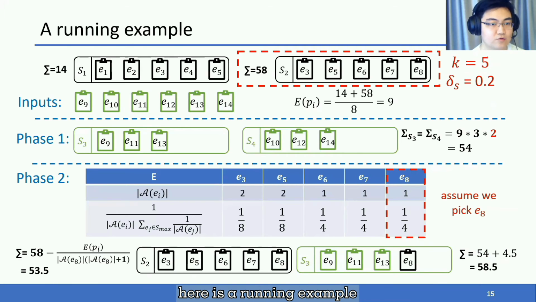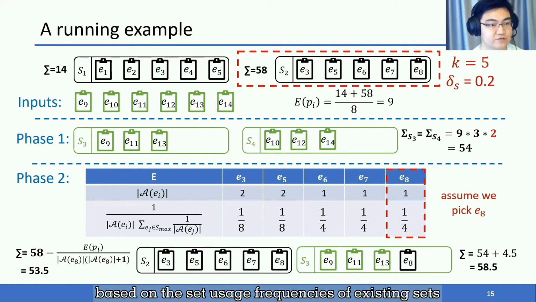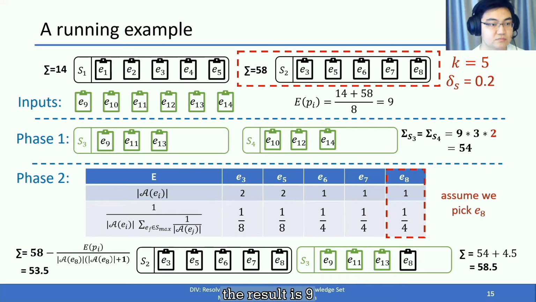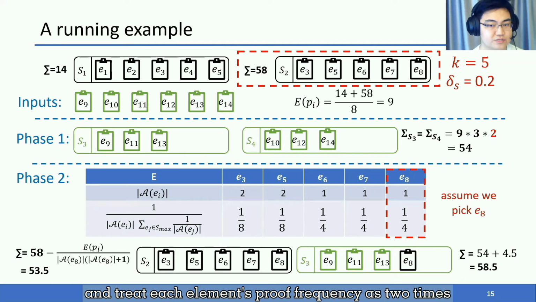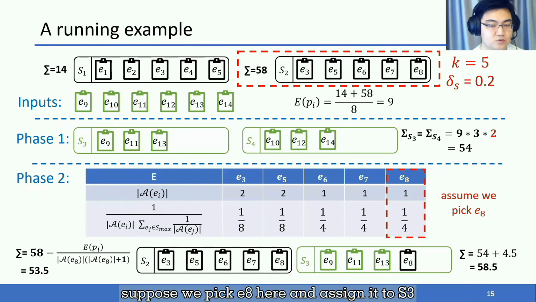Here is a running example. We first compute the expected proof frequency of all elements based on the set usage frequency of existing sets. The result is 9. In the first phase, we equally distribute the new elements and treat each element's proof frequency as 2 times the expected value to get the usage of new sets. Since the maximum usage appears in S2, we enter the second phase. We first get the pick probability table of each element in S2. Suppose we pick E8 here and assign it to S3. We treat its proof frequency as the expected value 9.